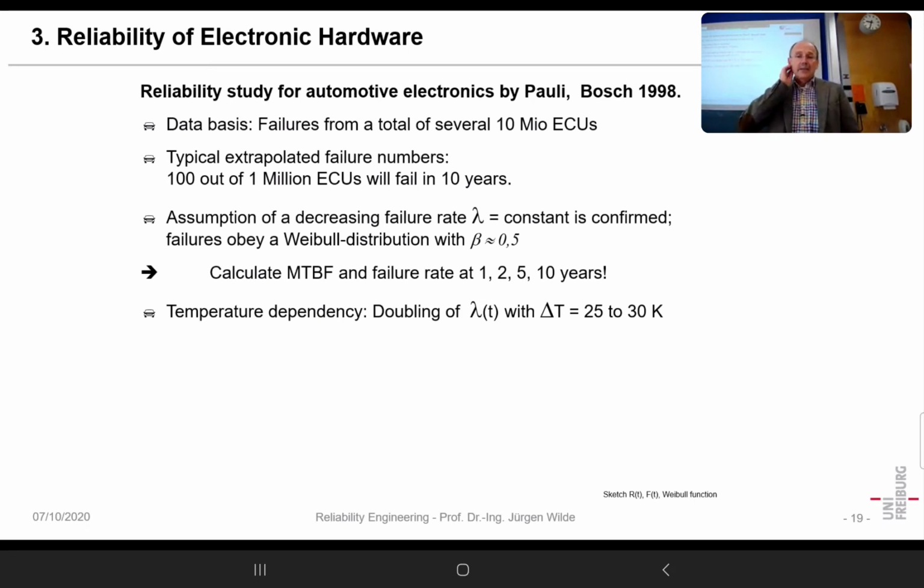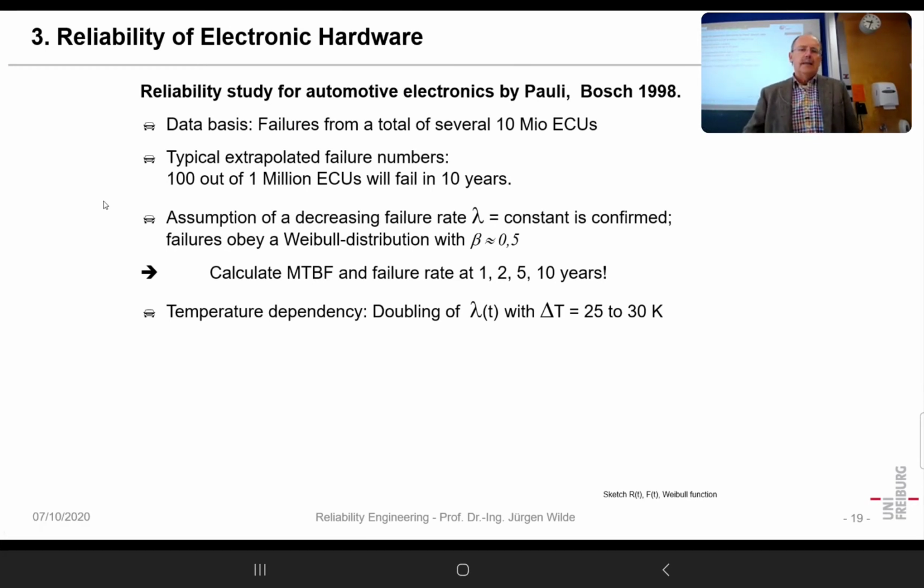And he also assumed a Weibull distribution. He didn't take into account the wear-out phase. He only had the first and second phase, and so he ended up with a beta value of 0.5. And you can keep in mind a beta value of 0.5 is very representative of early failure.